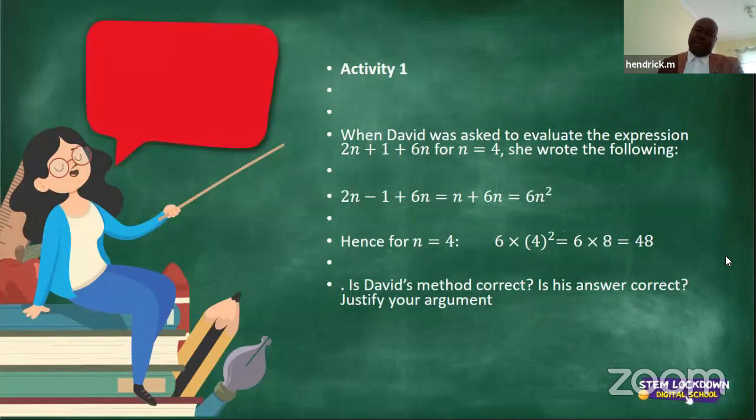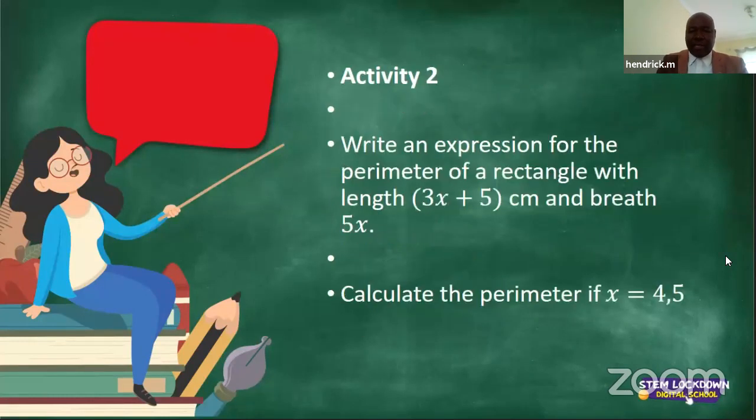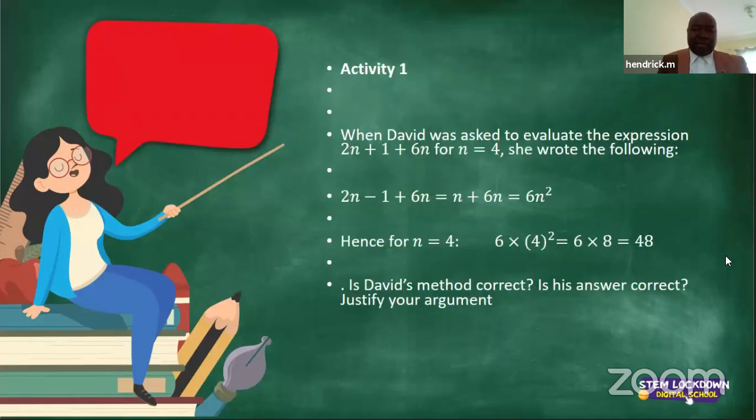I've got an activity here, activity one, which I want us to look at. This activity says, when David was asked to evaluate the expression 2n plus 1 plus 6n, where n is equal to 4, he wrote the following. He wrote 2n minus 1 plus 6n is equal to n plus 6n, which gave him 6n squared. Hence, when you substitute the value of n, which is 4, David got 6 times 4 squared, which is equal to 6 times 8. And the final answer that David got was 48.